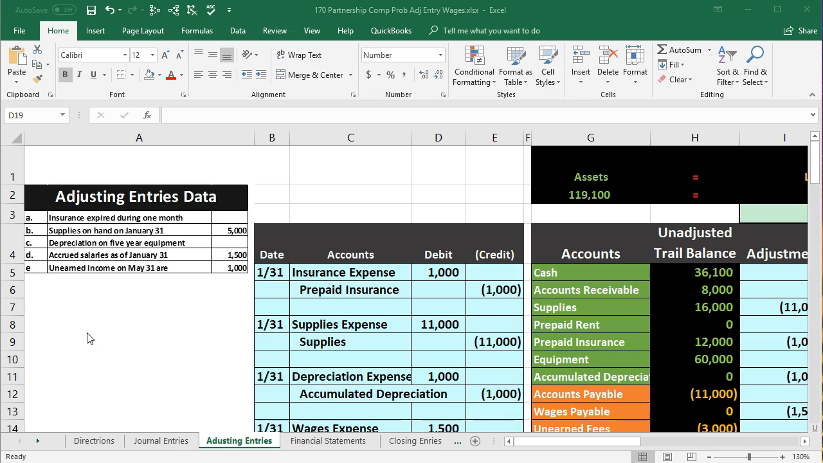In this presentation, we will continue on with our comprehensive partnership problem with the adjusting entries. Here on the adjusting entries tab, we're going to be doing an adjusting entry related to unearned income, unearned revenue.